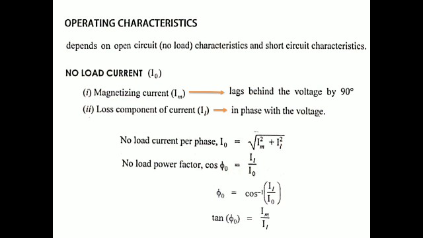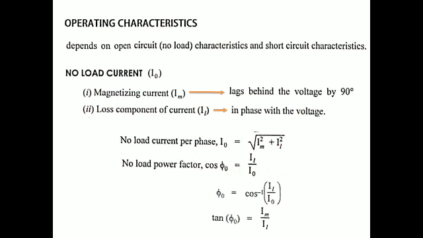The magnetizing current is denoted by Im or I mu, and it lags 90 degrees behind the voltage. Then the loss component is declared here as IL. In the previous title we declared this as IW, and we also called it the working current. Now it is IL, the loss component. This current produces the losses, and it is in phase with the voltage.